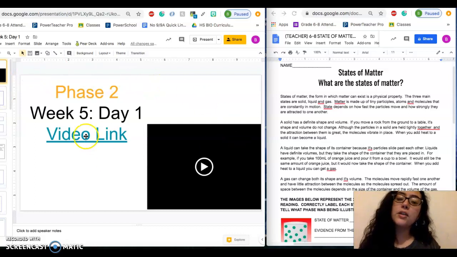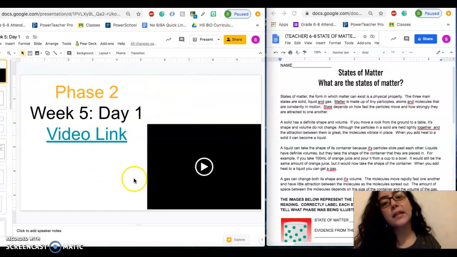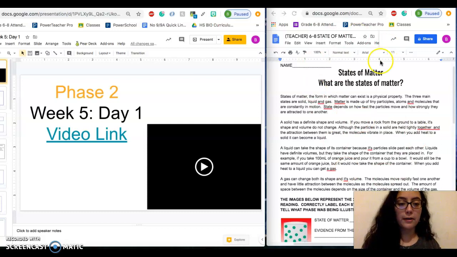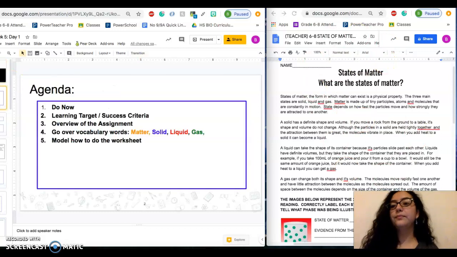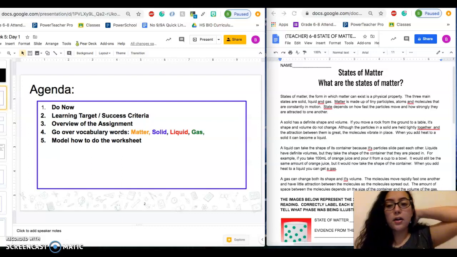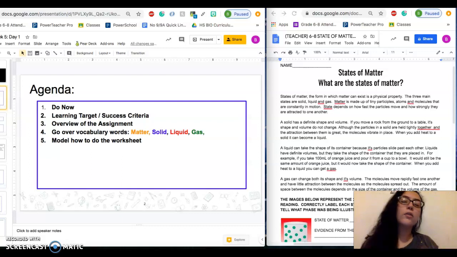As always, you will see the PowerPoint to my left side and the worksheet to my right. So let's get started. All right. So the agenda. The first thing on the agenda, always do the do now. That's a form of checking in with me every day. So doing the do now, that's on Google Classroom.